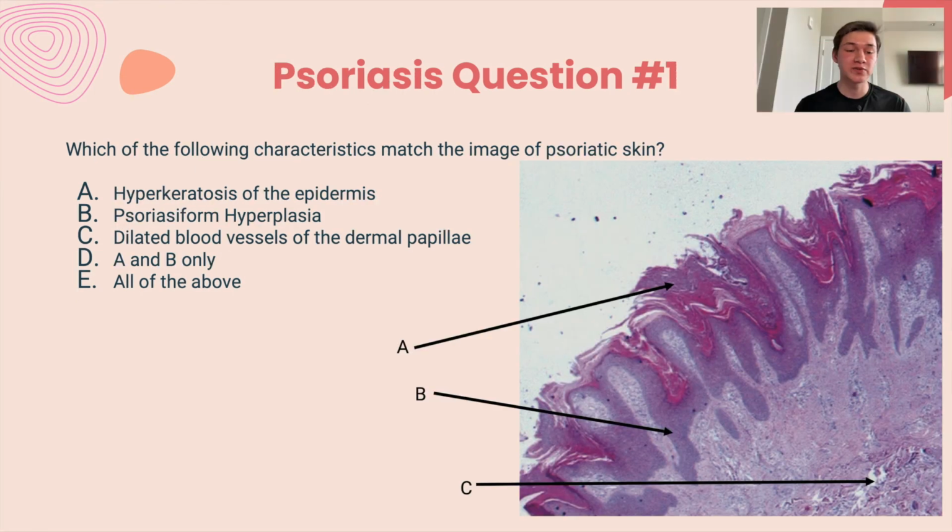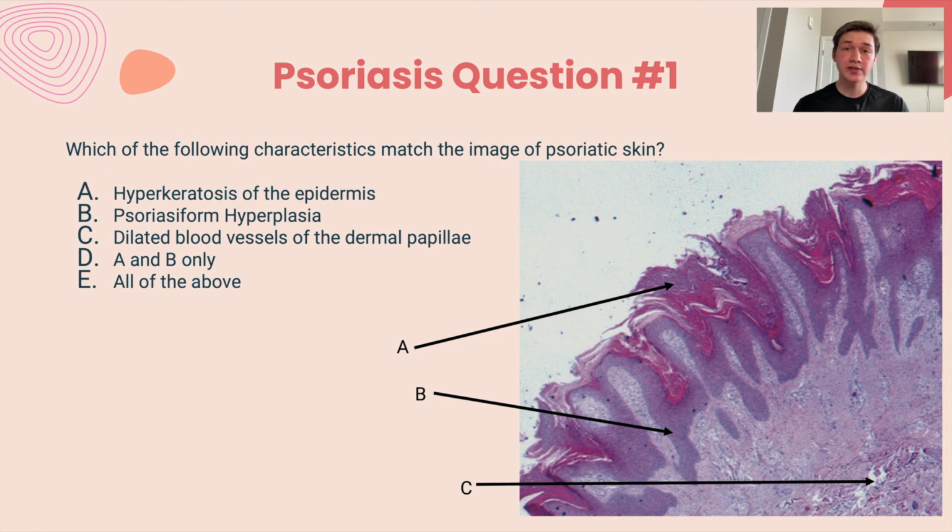All right, let's go over some questions for psoriasis. So you can see your question number 1. Which of the following characteristics match the image of psoriatic skin? So you have A, hyperkeratosis of the epidermis, see where that's pointing to. B, psoriasiform hyperplasia. And C, dilated blood vessels of the dermal papillae.